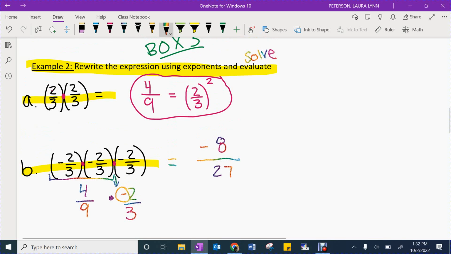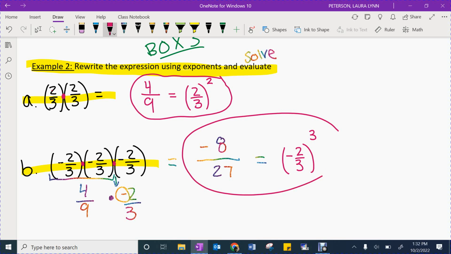But I do need to write what would my original problem be using exponents. So we ask what was being repeated. It's the fraction negative 2/3. It's in parentheses, so when I write my answer, it's going to stay in parentheses. How many times did negative 2/3 repeat? Repeated 3 times. So this is negative 2/3 to the 3rd. Both parts are my answer, the evaluated and the exponent.